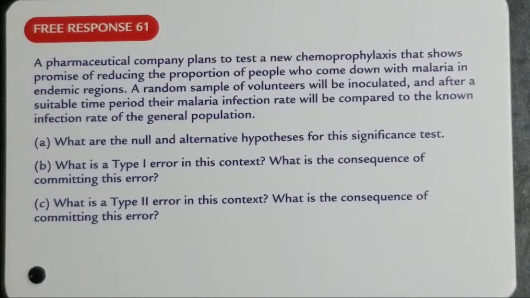A pharmaceutical company plans to test a new, what in the world? Chemoprophylaxis. Okay, cool. That shows promise of reducing the proportion of people who come down with malaria in endemic regions. A random sample of volunteers will be inoculated, and after a suitable time period, their malaria infection rate will be compared to the known infection rate of the general population. Nice. Okay. Part A is asking about null and alternative hypothesis.